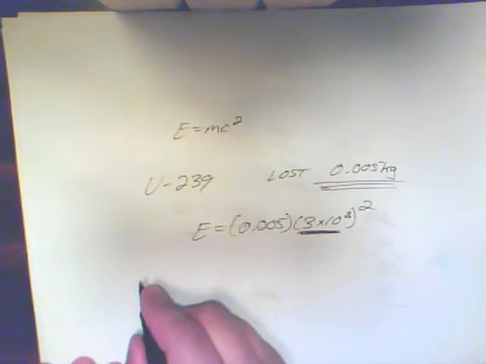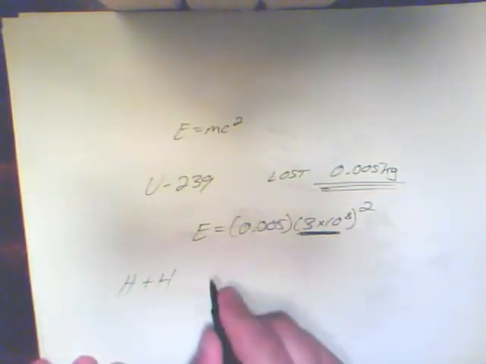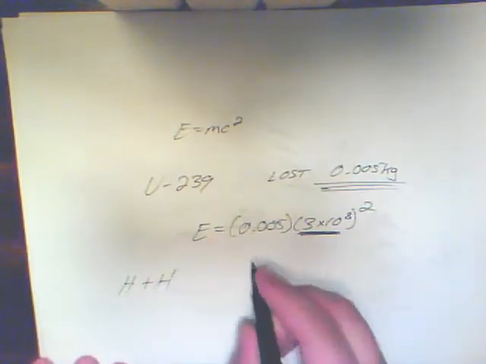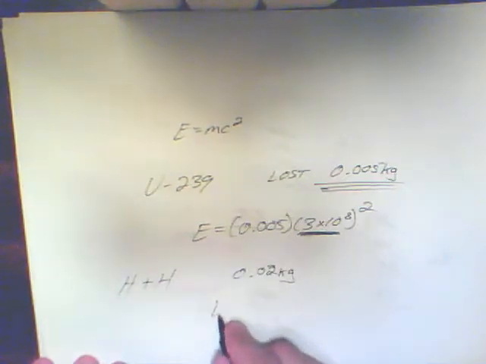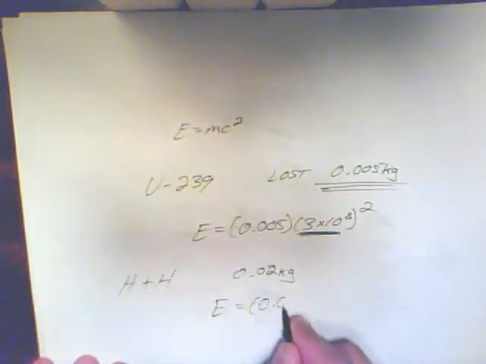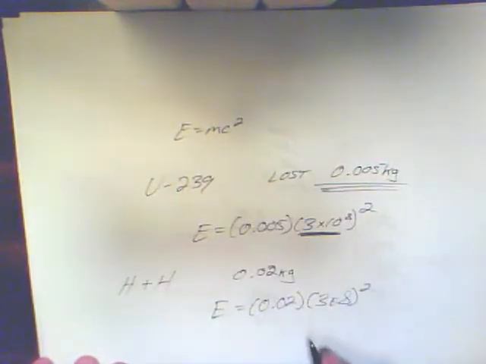This can work too for a hydrogen reaction. If you take a hydrogen, you add another hydrogen, and as a result of doing this over and over and over again, you've lost 0.02 kilograms of mass. Again, E is 0.02 times 3E8 squared.